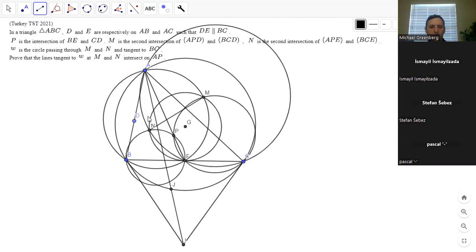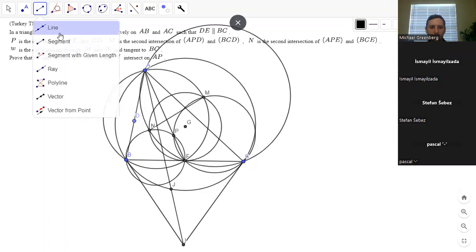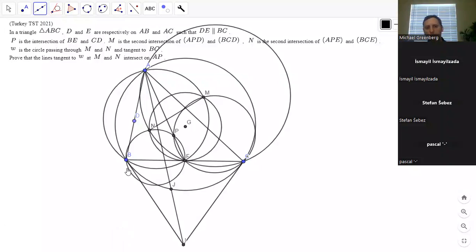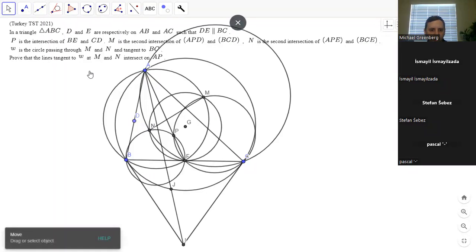So the circle ABF goes to the line BJ, right? And the circle ACF, well, first you invert and then you reflect it. ACF goes to line BJ. The circle ACF goes to line BJ, and the circle ABF goes to line CJ. And then this circle.